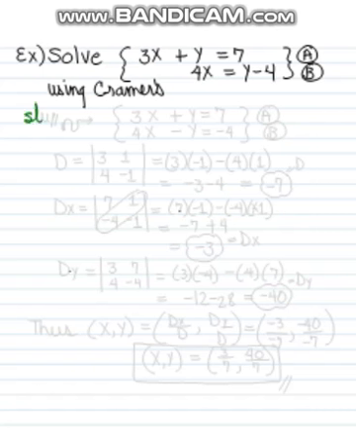Okay, so they give us this system of equations. 3x plus y equals 7, that's equation A. 4x equals y minus 4 is equation B. They want us to find the solution, the ordered pair solution, using Cramer's rule.